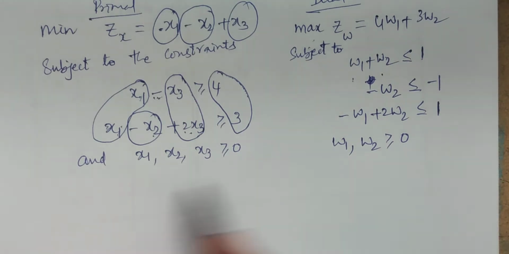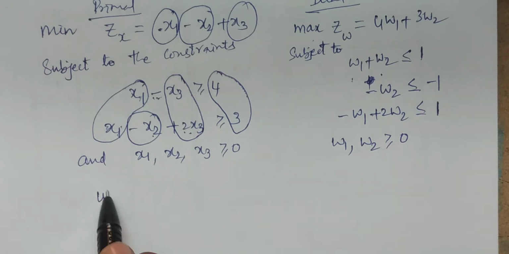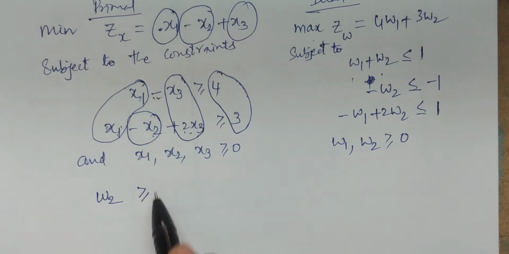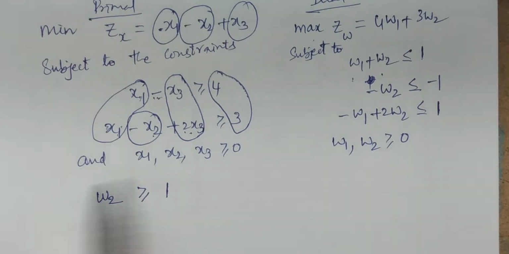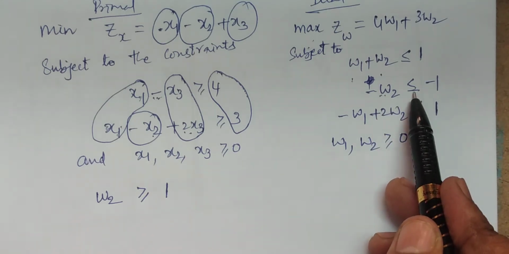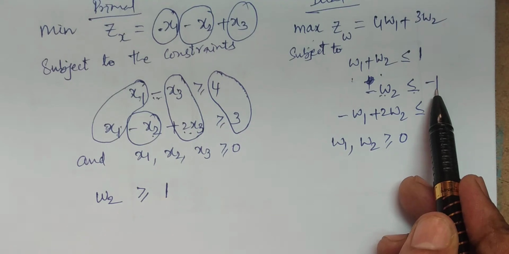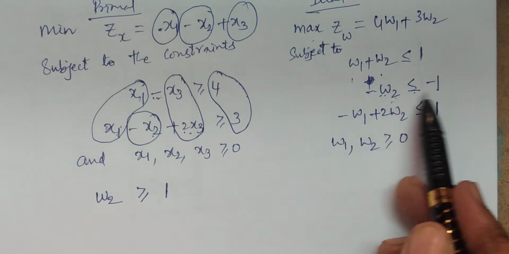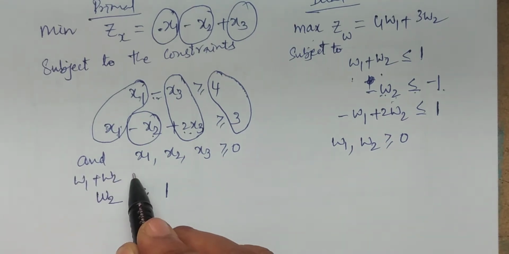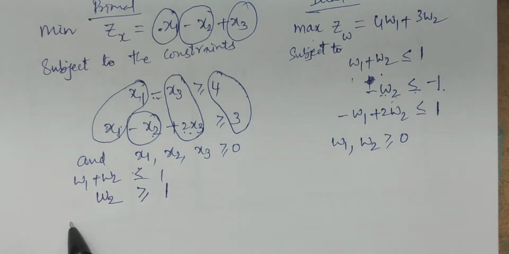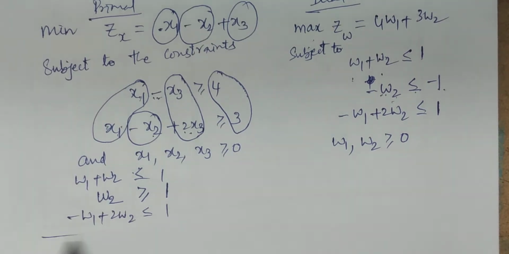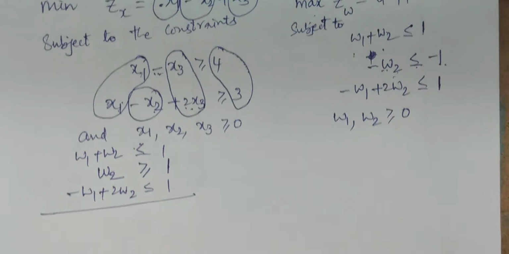So first of all I am writing the constraint for omega 2. Minus omega 2 is less than or equal to minus 1; if you multiply by minus sign, it becomes omega 2 greater than or equal to plus 1. The first constraint as it is: omega 1 plus omega 2 is less than or equal to 1. Third constraint: minus omega 1 plus 2 omega 2 is less than or equal to 1. No change.